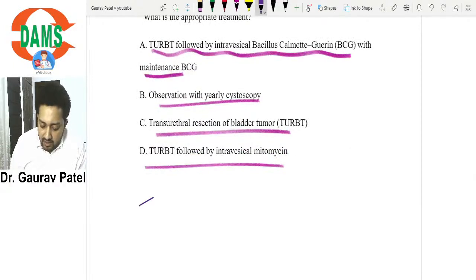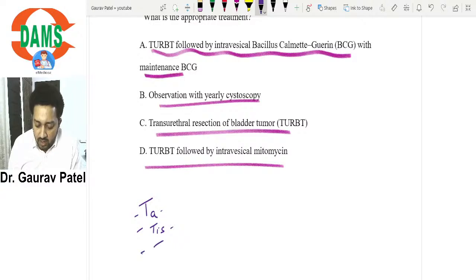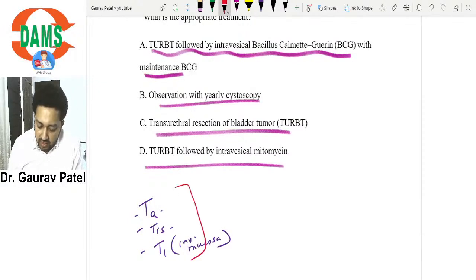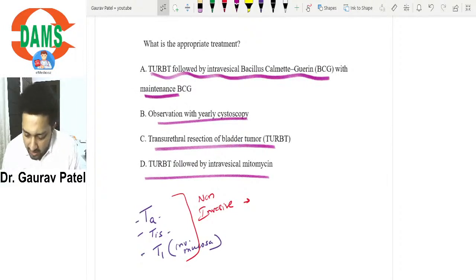Okay, so bladder tumor, if it is Ta or Tis. Ta is non-invasive papillary, Tis is carcinoma in situ, or if it is T1 involving the mucosa, these are known as non-invasive bladder tumors. Okay, all of you are saying A. Let me correct all of you. Now listen to me. Non-invasive.